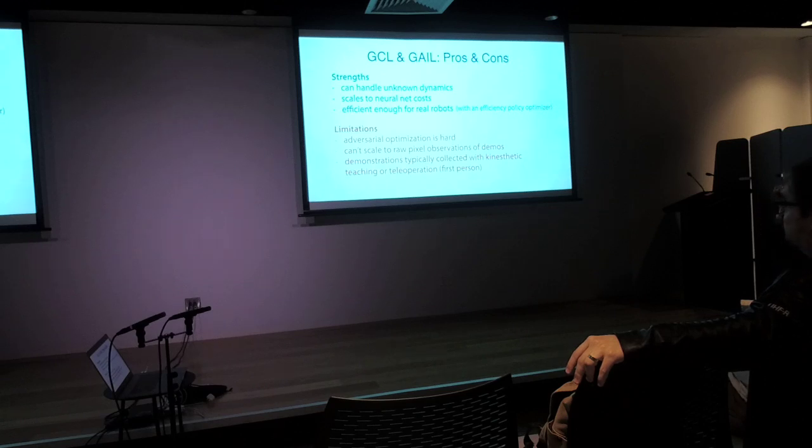Some of the limitations are that adversarial imitation is notoriously hard. GANs are notoriously hard to train, although there have been more recent techniques that have made them more stable that I think would be quite exciting to apply to the inverse RL domain. Second, I haven't seen a convincing application of scaling these inverse RL methods to raw pixel observations, to raw images. Thus far, we've only been using mostly low-dimensional feature spaces. And lastly, the demonstrations are typically collected with kinesthetic teaching or teleoperation. So essentially just first-person demonstrations rather than just observing a person performing a task.